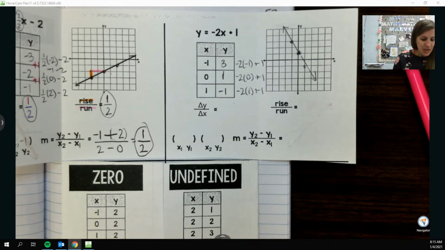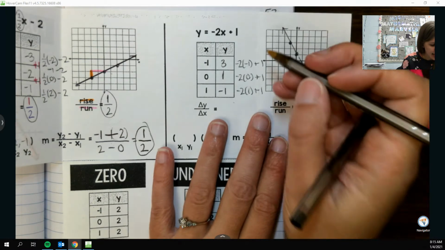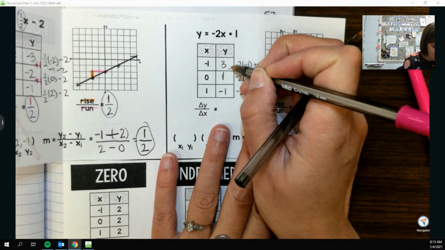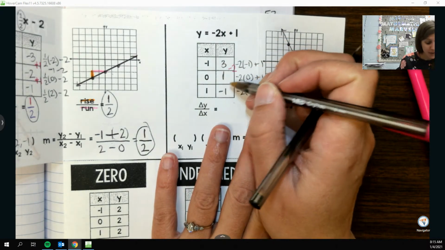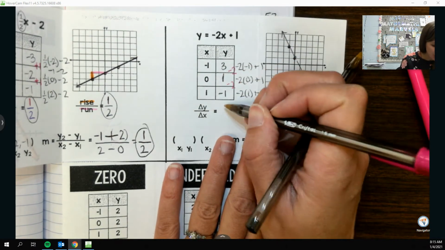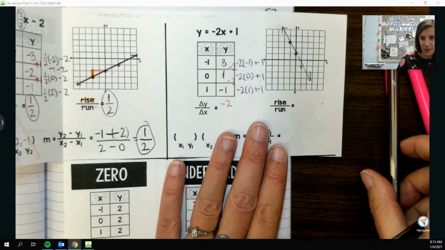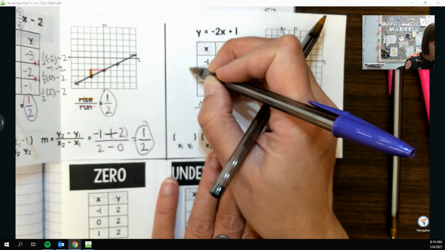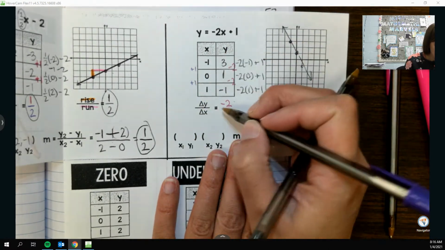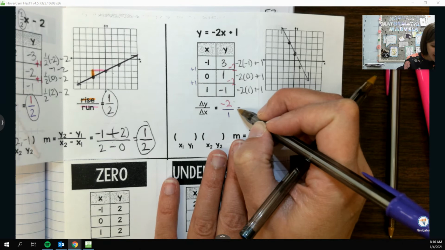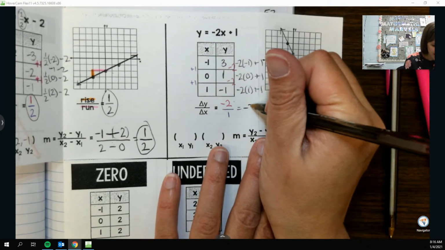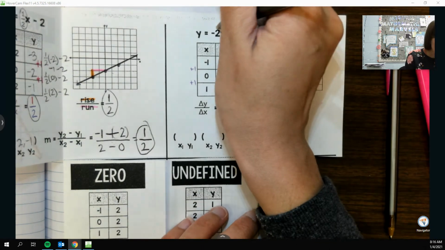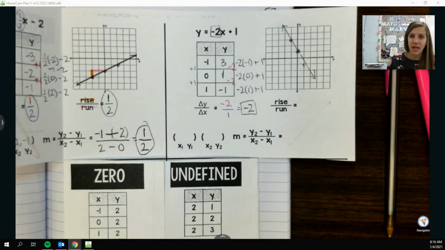So if I think about the change in y and the change in x, when I go from 3 to 1, I'm actually going down 2. And 1 to negative 1 is also down 2. So my change in y is down 2 or negative 2. For x, going from negative 1 to 0, that's up 1, and 0 to 1, that's up 1. So over positive 1, that can reduce to just negative 2. So there's my slope. I can also see that right next to x in my equation.